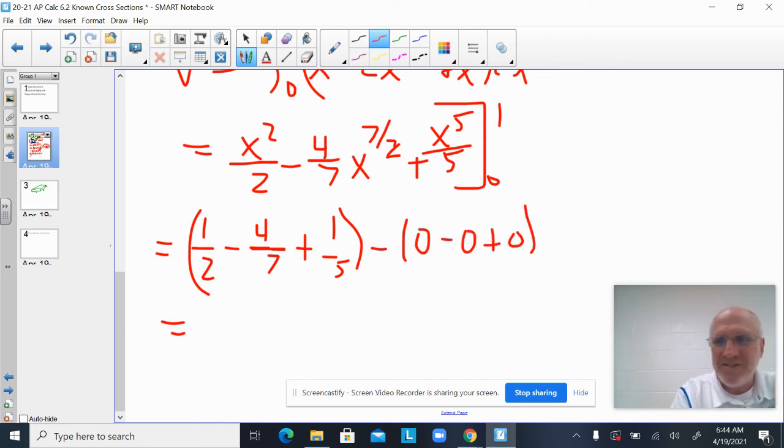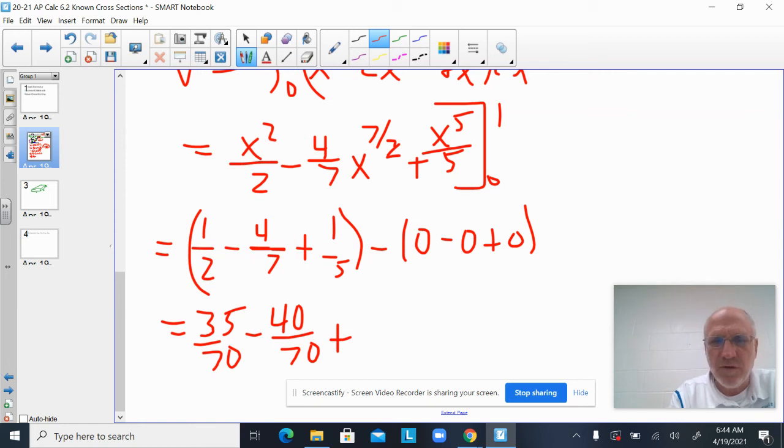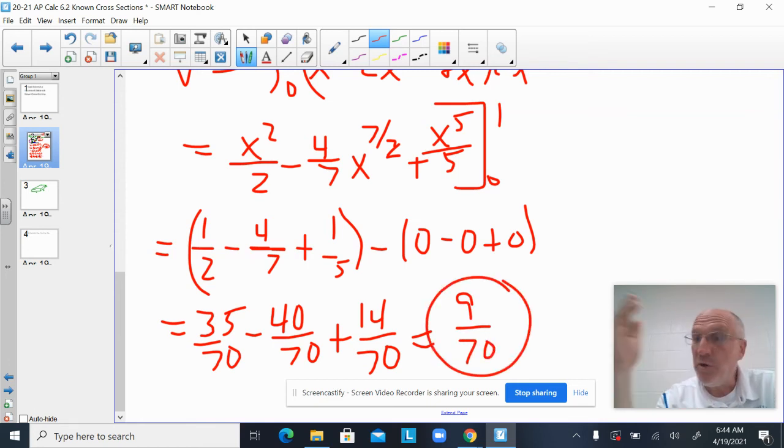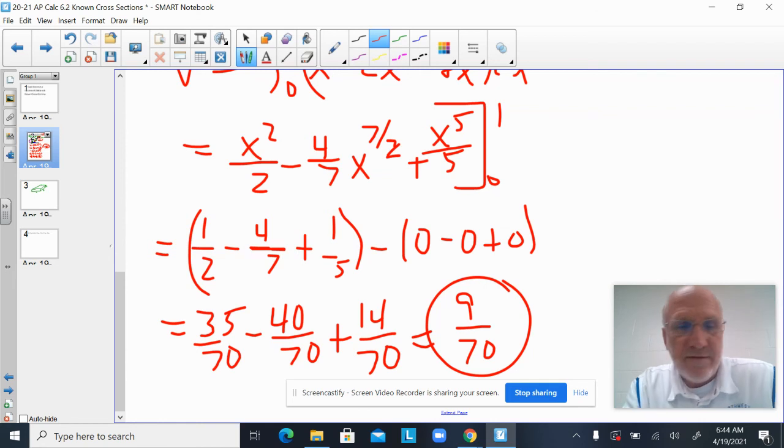If I make all that 70ths, I think is my common denominator, I get 35 70ths minus, times 10, 40 70ths, and then plus, times 14, 14 70ths. That turns out to be 9 70ths. Units cubed would be the unit. It's a three-dimensional figure. So there's a hopefully straightforward example.